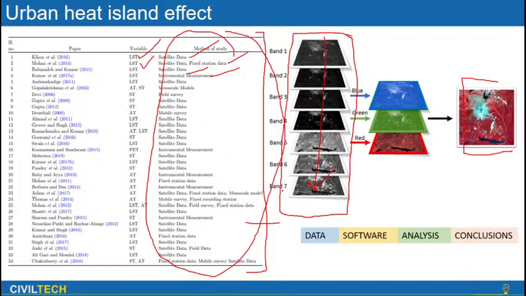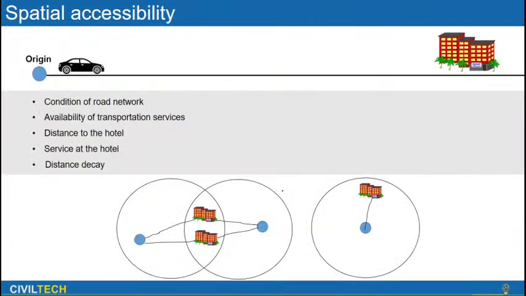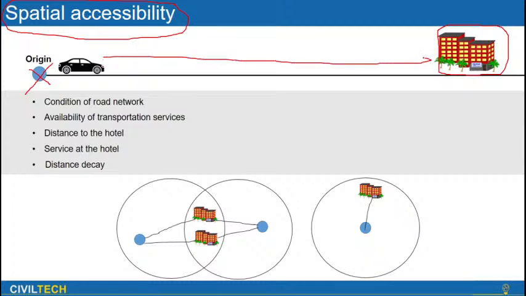All right. So now let us move on to the next example, which is in the field of transportation engineering. Let us consider one small example. Let us say this is your home and there is a hotel which is close to your home. This is one of the famous terms, spatial accessibility, which plays a vital role in creating a smart city, right? Now if I ask you a question, how easily can you reach this hotel?